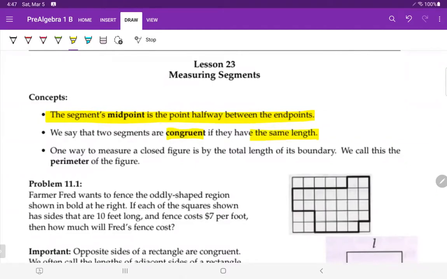To measure a closed figure is by the total length of the boundary. We call this the perimeter of the figure. Perimeter of the figure, okay?